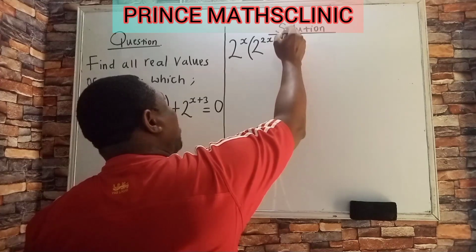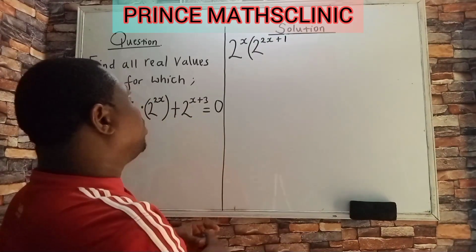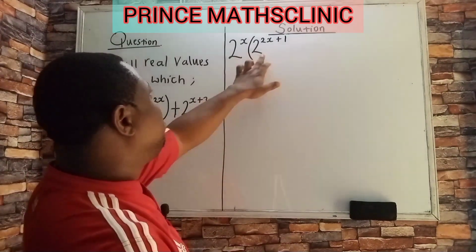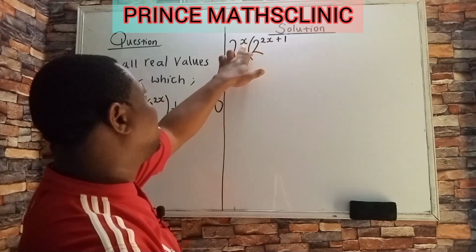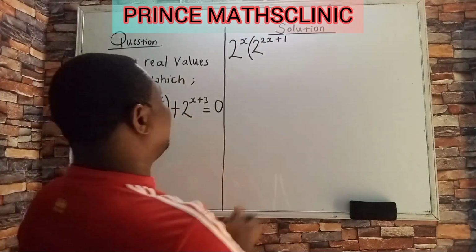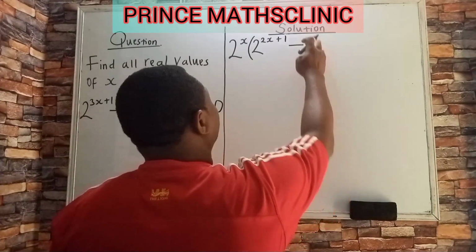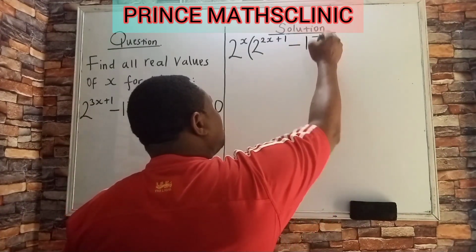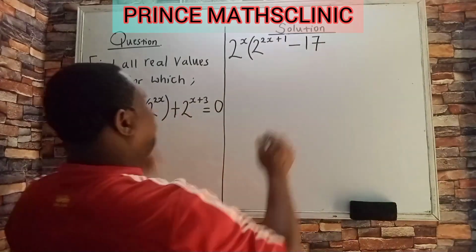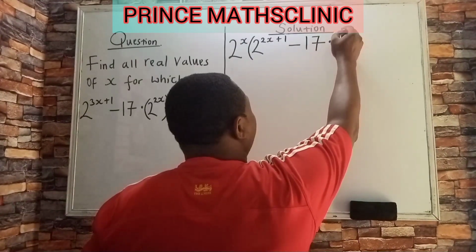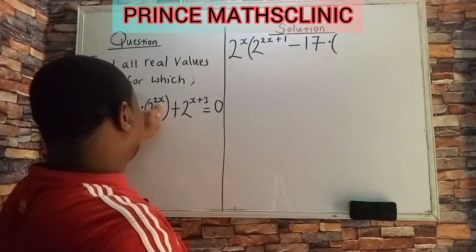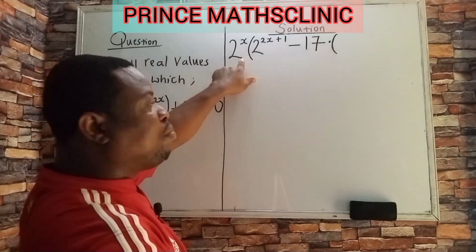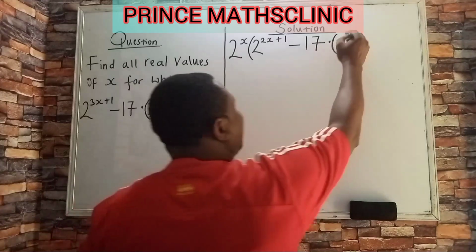Now, how do you know you are correct? Based on the laws of indices, the bases are the same, so therefore add the powers. So if you add 2x plus x, you get back 3x plus 1. Then minus, then I have the 17, then multiplied by, now I have 2 to the power of 2x here. Remember, I factored out 2 to the power of x, so I have just 2 to the power of x left.